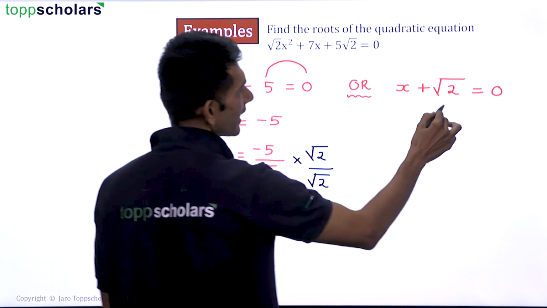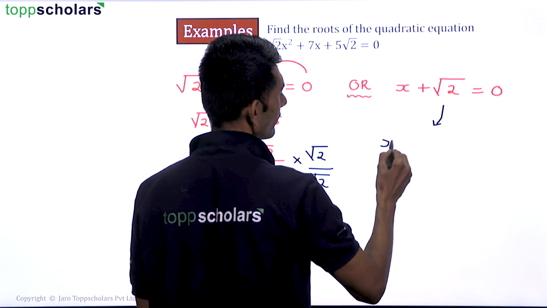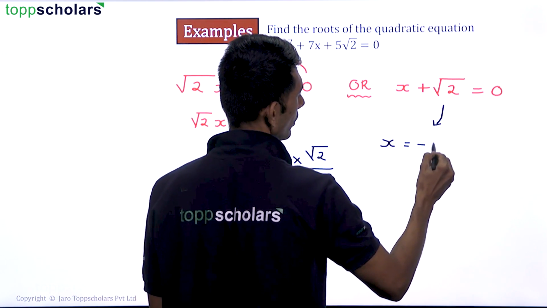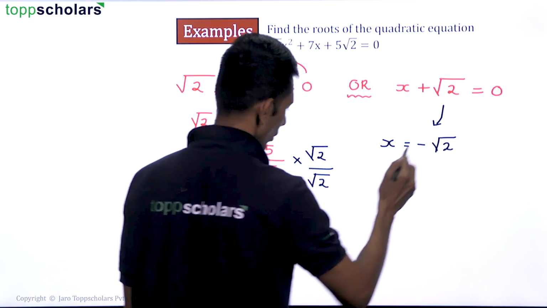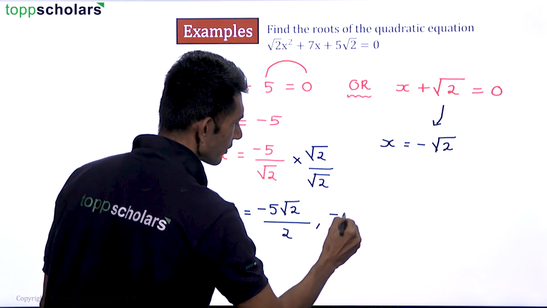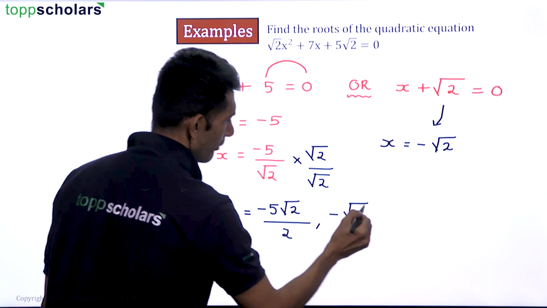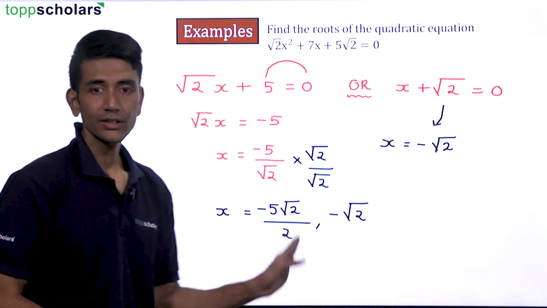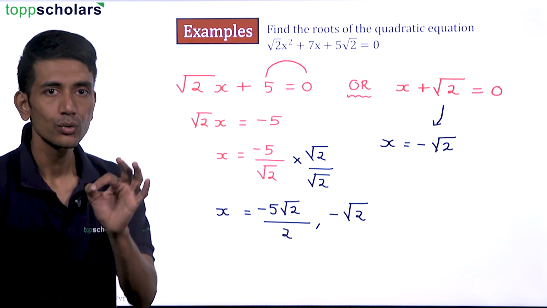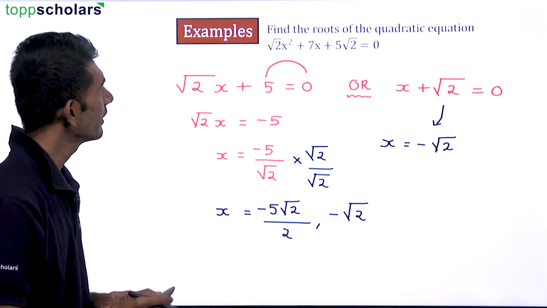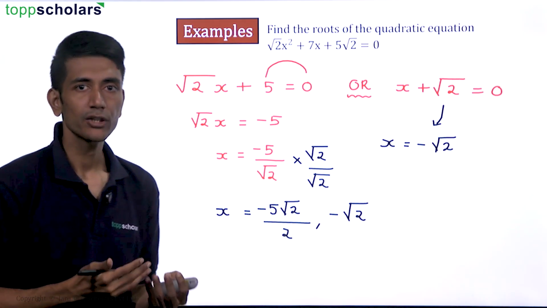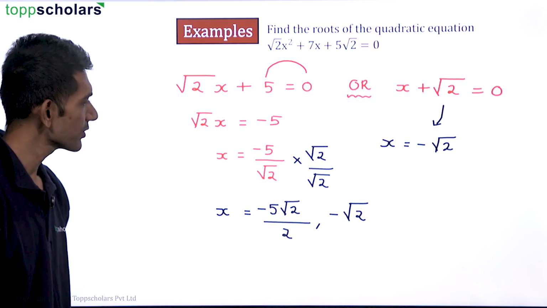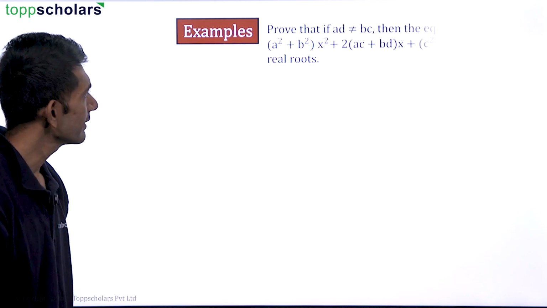And from here, directly I can say x is equal to minus of root 2. So the second value is minus root 2. So these are the two values of x, that is, these are the two roots of the quadratic equation. So I hope you have understood how we find the roots of the quadratic equation, right? Okay, let's continue.